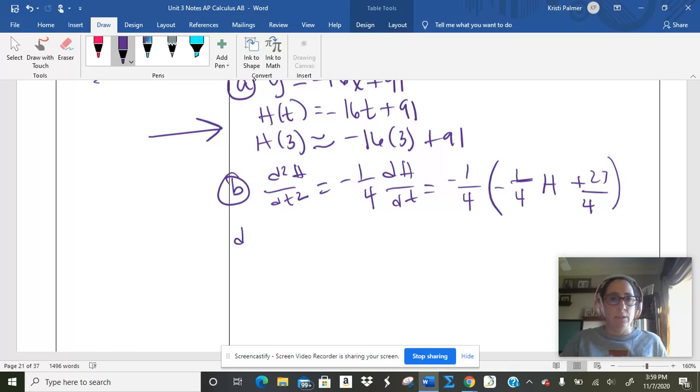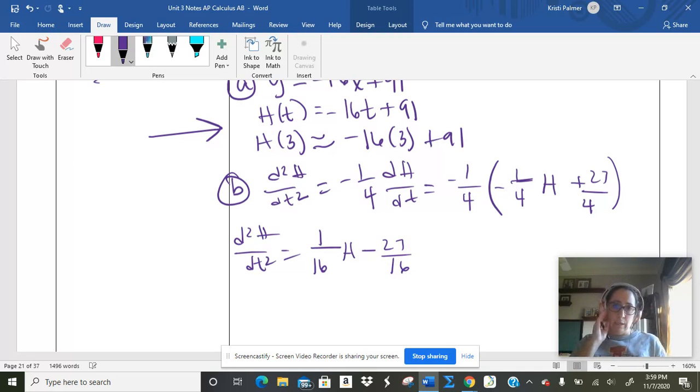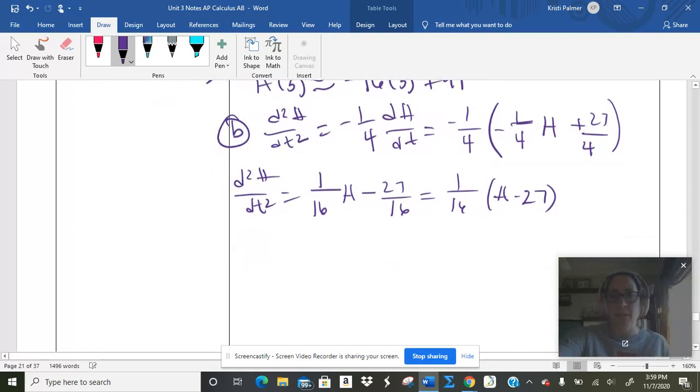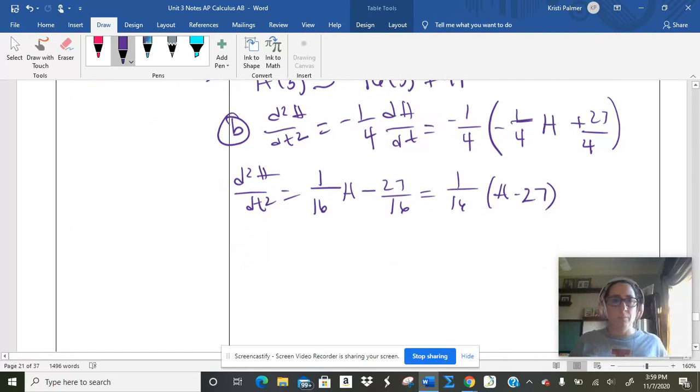And d squared h over dt squared now, I'm going to go ahead and just distribute that as well. 1/16 h minus 27/16 now. And that looks ugly to me. I'm going to pull out a 1/16. And that looks a little bit easier for me to work with.